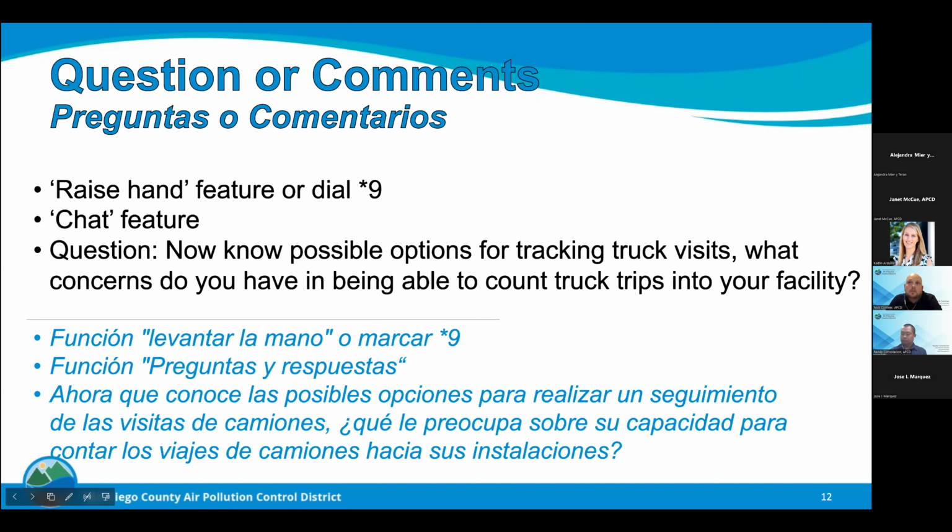We certainly have an idea of the truck emissions makeup of the region as a whole. That is something that we do have access to, that kind of information from a global perspective for the region.